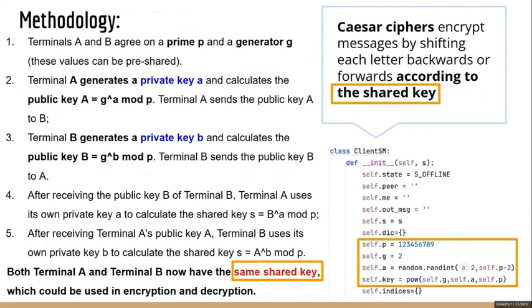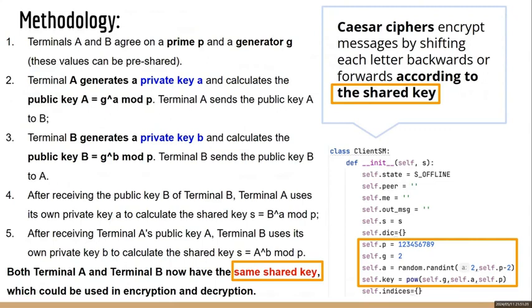After receiving the public key from terminal B, terminal A uses its own private key to calculate the shared key S. And after receiving terminal A's public key, terminal B uses its own private key to calculate the shared key S. So both terminal A and terminal B now have the same shared key, which can be used in encryption and decryption. The method that we use for encryption is the Caesar encryption.